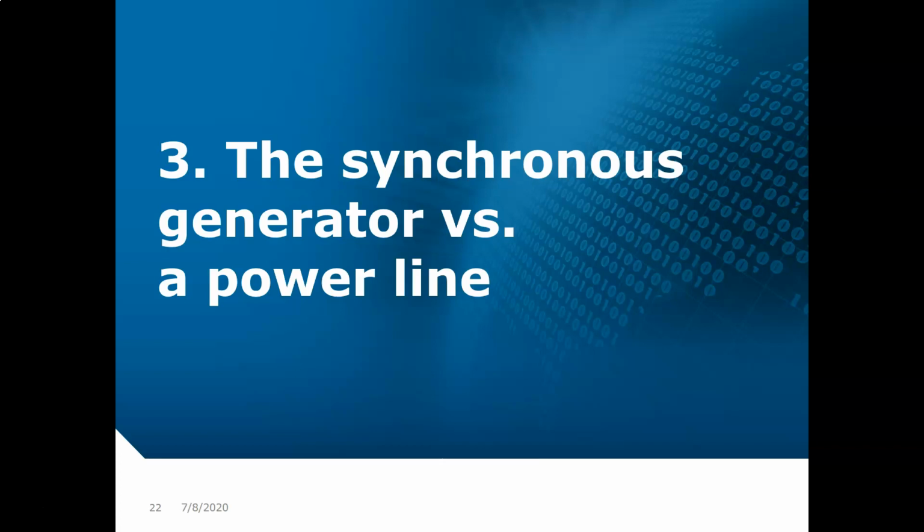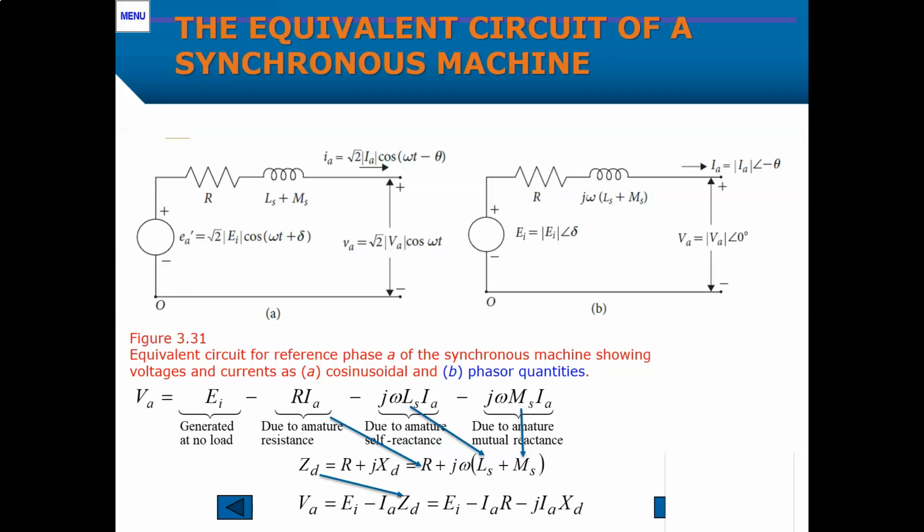So now we'll go further on this analysis on the equivalent diagram, and we look at the synchronous generator versus a power line. To the left here on the A, this is a cosinusoidal representation, as we just saw. However, we will work with the phasor representation, as you can see here in the B. And then we have the generated internal voltage at no load, and we have a resistor and an inductance that is both the mutual and the self-inductance combined. So this is simplified greatly. And then we have the external voltage on the terminals and the currents flowing.